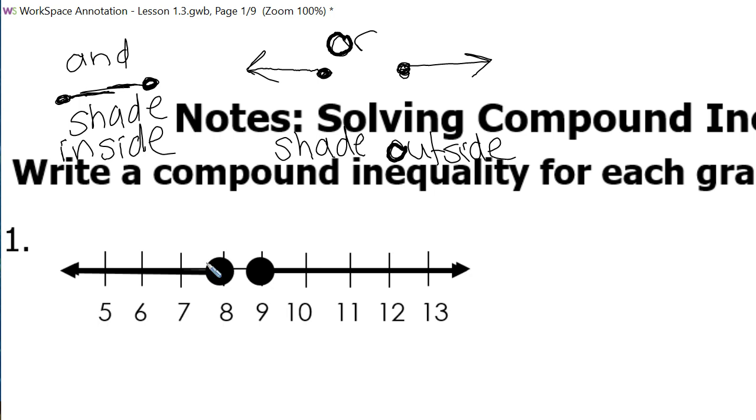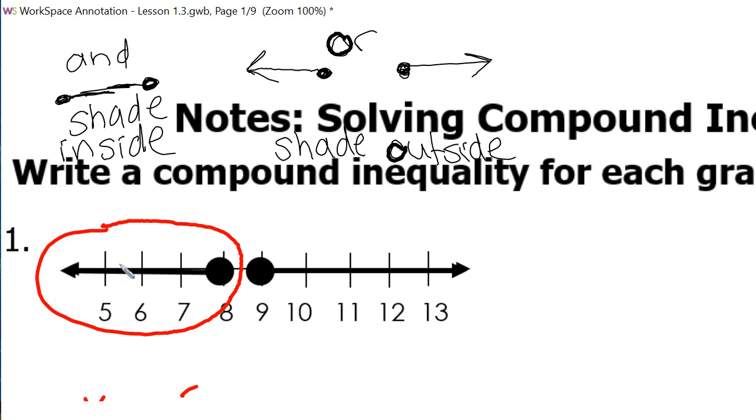Now, how many shadings do you see on that graph? Two. So you need to write two separate inequalities. So let me just circle what I'm going to write the inequality for first. So we're going to start with that left side or the left shading. So when we write the inequality, the first thing you need to write is your variable. So start it off with X. And what number is that endpoint on?